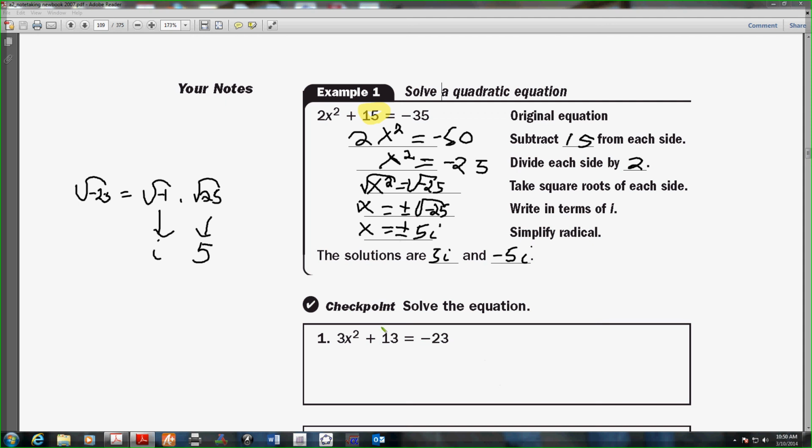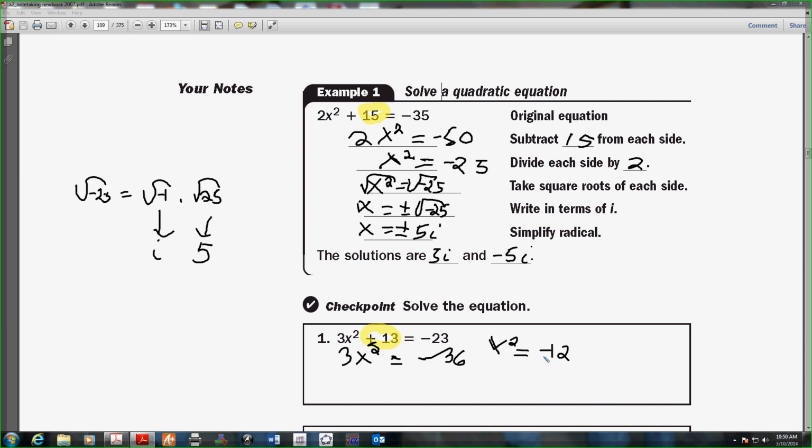So just as the example above, the first thing we do is get rid of the 13. Since it's adding, we subtract both sides. We're going to have 3x squared equals negative 36. Then I solve by dividing by 3 both sides, so it's going to give me x squared equals negative 12.